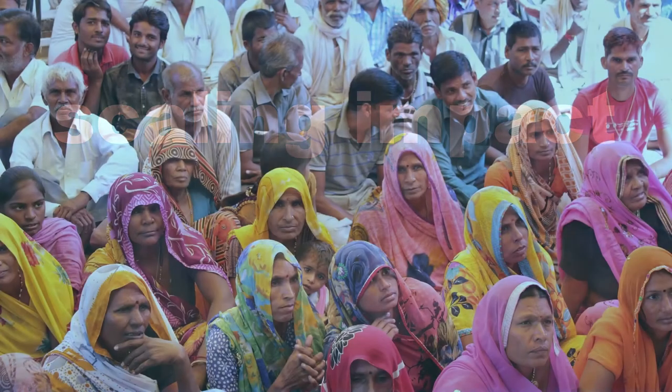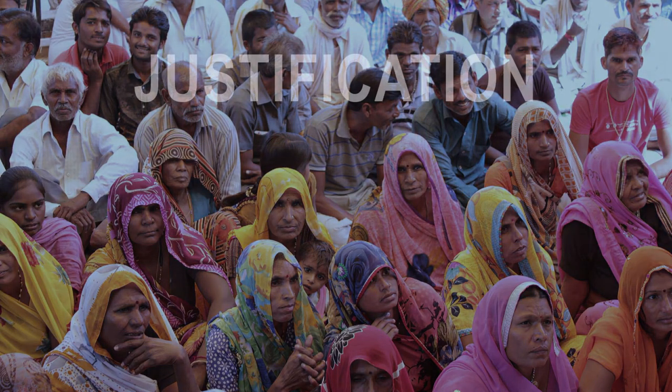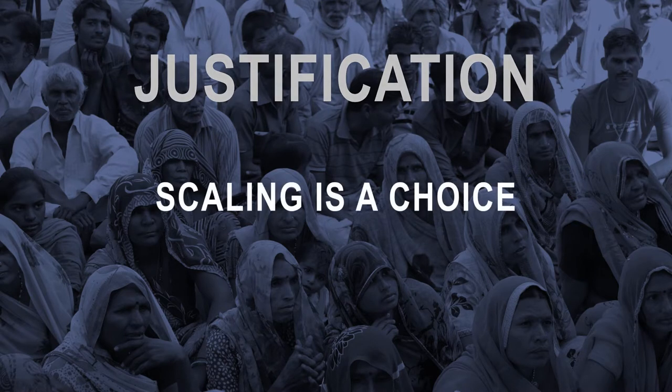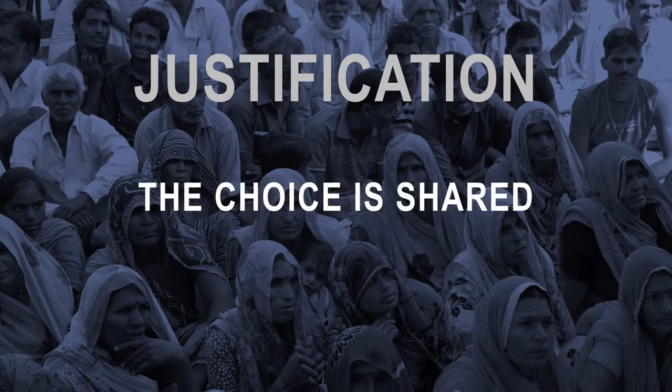The first principle of successful scaling that emerged from our work with Southern innovators is justification. Scaling must be justified in a public way because scaling is a choice. We may feel pressure to scale from funders and peers, what we call the scaling imperative. But organizations are free to choose. Sometimes, perhaps most of the time, it is better not to scale. Because scaling affects others, the choice is shared with them.